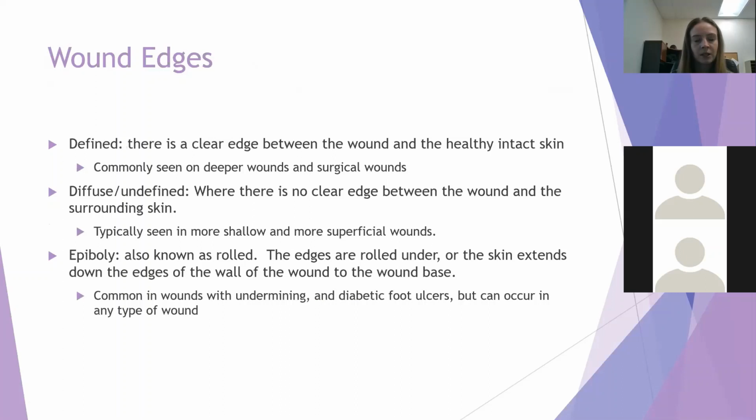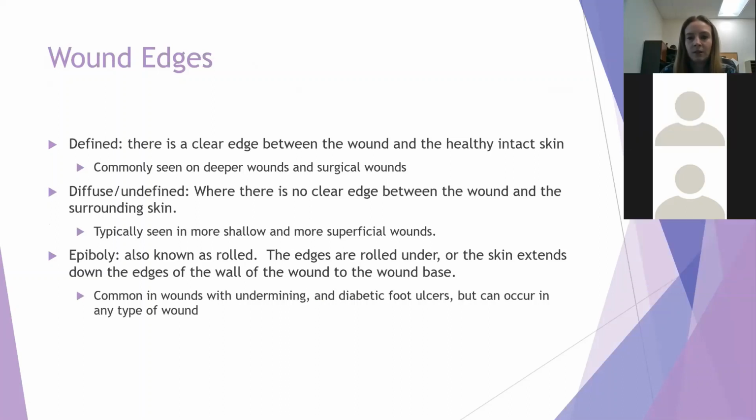The wound edges: you have defined edges. This will be where there's a clear edge between the wound and the healthy intact skin. You'll see this more typically on deeper and surgical wounds. Diffuse, or undefined, where there's no clear edge between the wound and the surrounding skin, typically in more of the shallow superficial wounds. Epibole, also known as rolled, where the edges are rolled under or the skin extends down the edges of the wall of the wound bed to the base. You'll commonly see that in wounds that are undermining and in diabetic foot ulcers, but it can really occur in any type of wound.